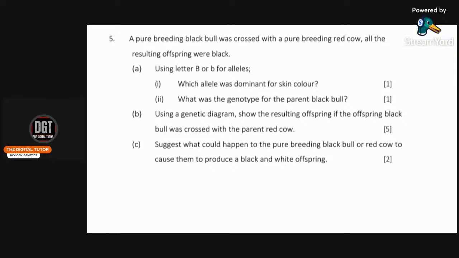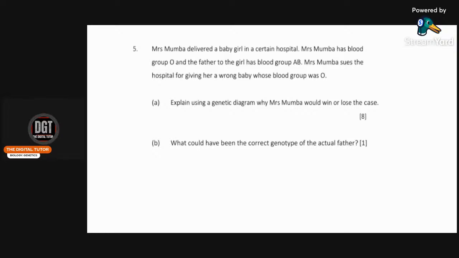Okay, so let us look at the one for blood group. I'm interested in the one for blood group because we've done quite a number on just mere crossings. Let us look at the one for blood group. So here is the question now.